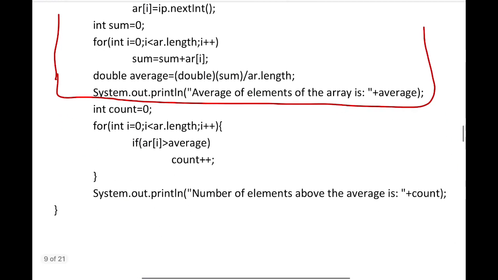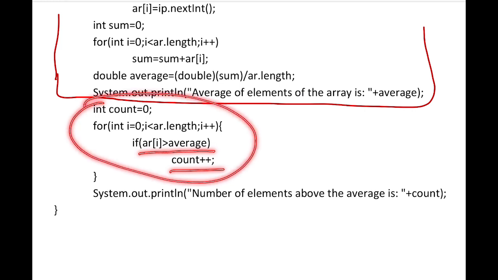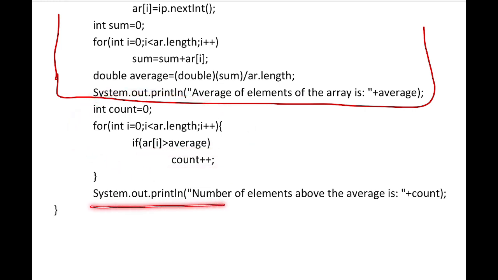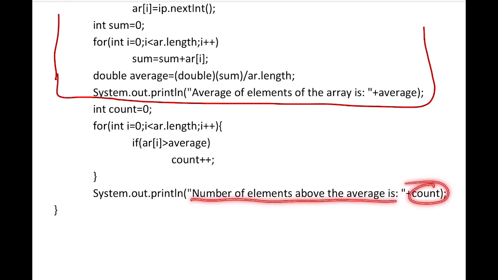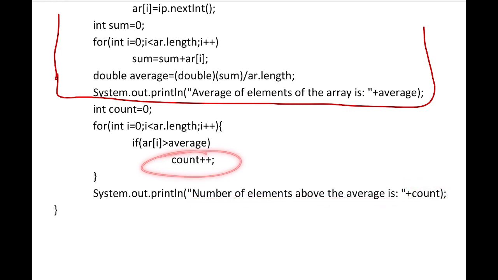Now consider this one. We are writing int count equal to 0. Then for i equal to 0, i less than ar dot length, i plus plus. If ar of i greater than average, count plus plus. So this one we have just discussed. Now after the loop we are printing the value of count. So number of elements above the average is count, and here we are computing count using a loop.